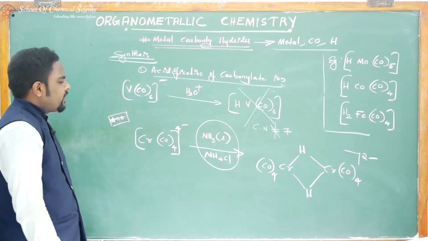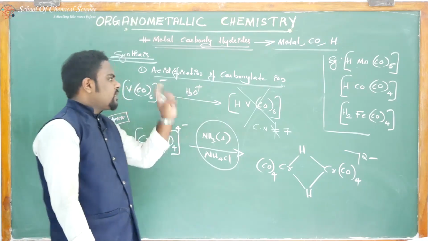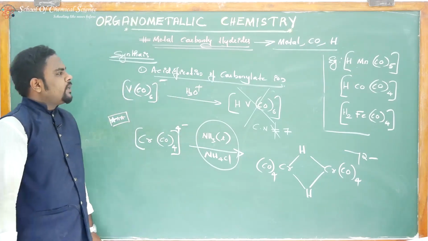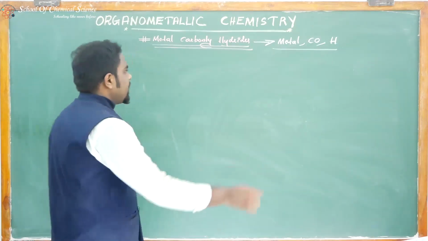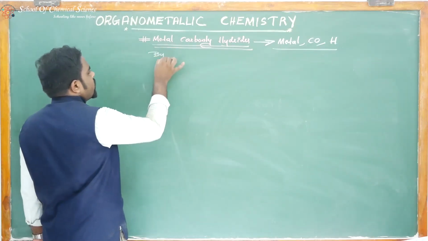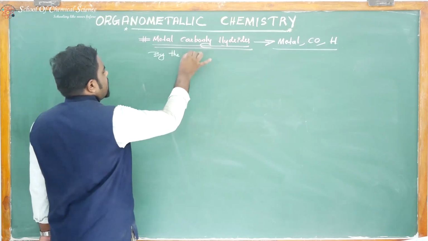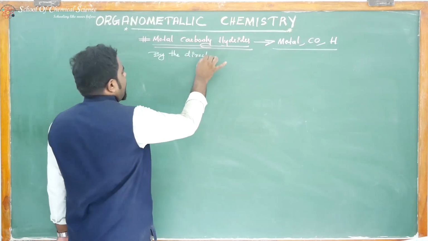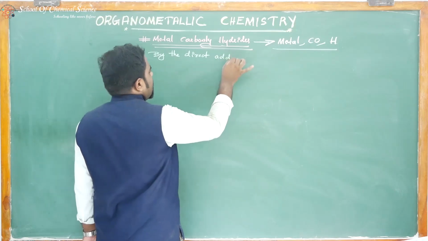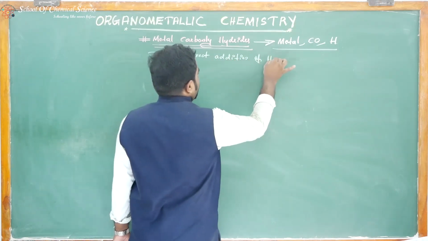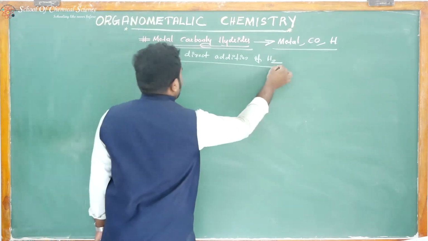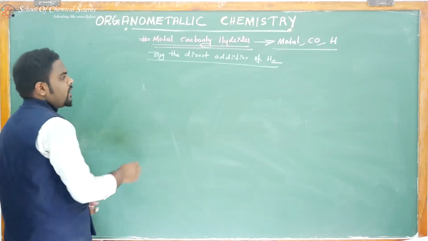Okay, with ammonium chloride and liquid ammonia. So that's the first method of preparation of metal carbonyl hydride. Second method, by the direct addition of H2. For example, you have to take a binuclear metal carbonyl.